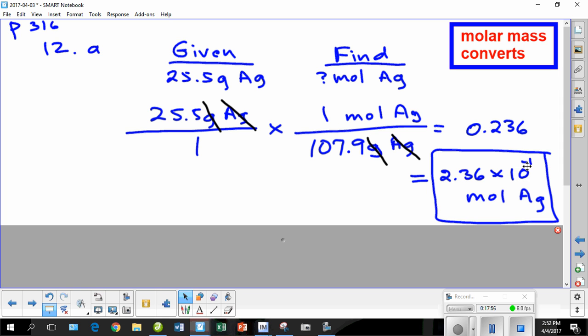So this makes a smaller number bigger. Yep. Or a bigger number smaller, I'm sorry. So you got 2.36 becoming, or was 0.326. And this is in moles of silver.